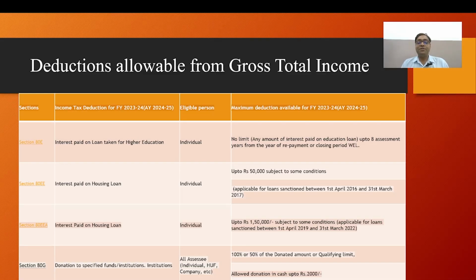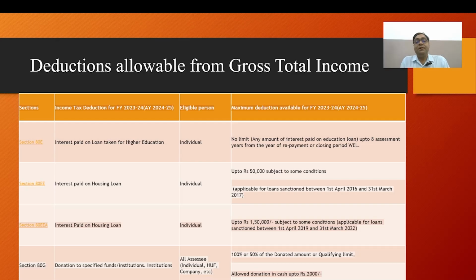You can take the donation in cash up to 2,000. If you are doing it in other cases, you have to pay by cheque. It depends on the nature of the donation. It will be 50% and it may be 100% tax exemption.